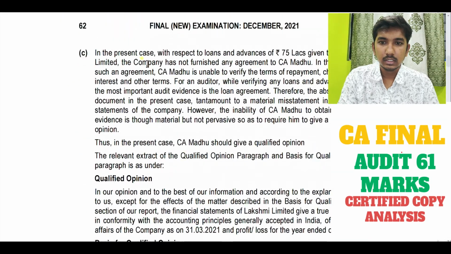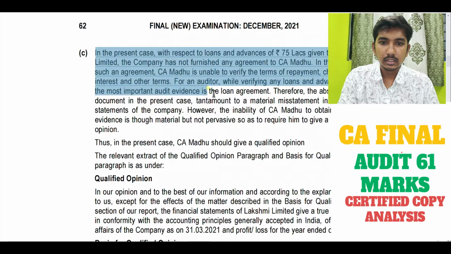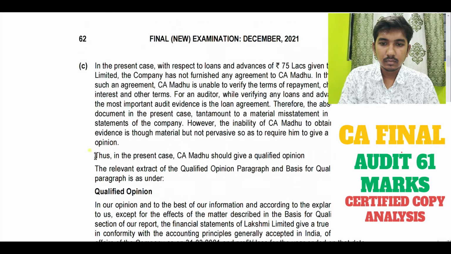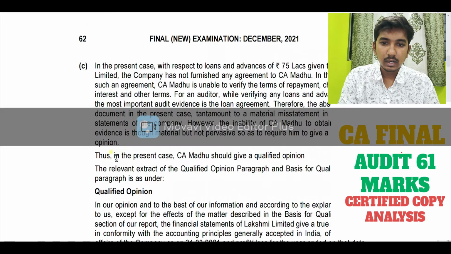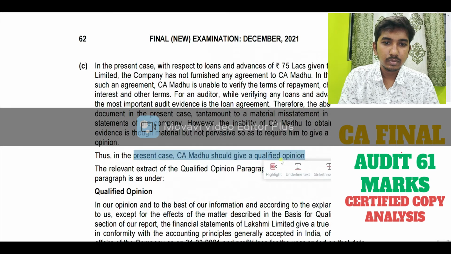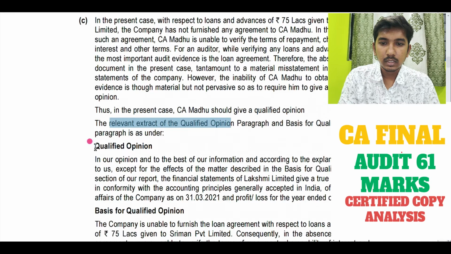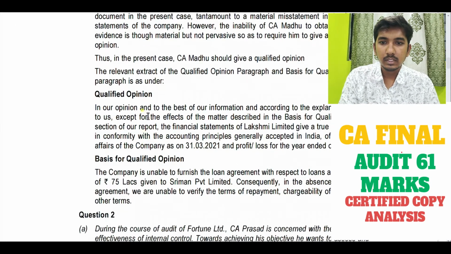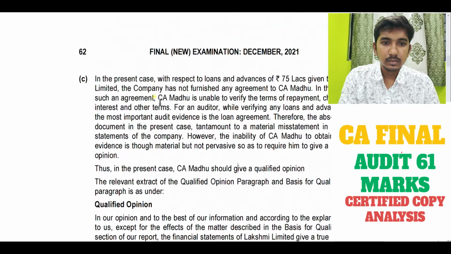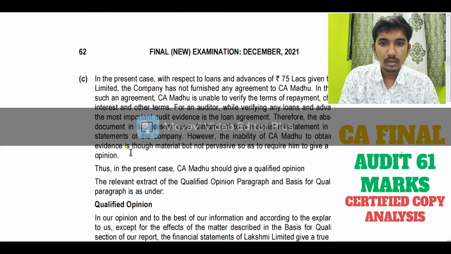So this is the suggested answer. First they have written the given case, and then it is mentioned what type of opinion we should give, which should be a qualified opinion. Then we have to provide an extract of the qualified opinion. Since the type of opinion which I issued is wrong, the opinion paragraph is definitely wrong. So due to this, I have been allotted only 1 mark for this question.